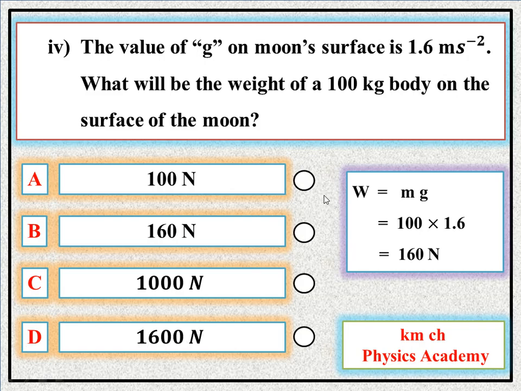Now we know that if we know the mass of a body, then weight of the body W is equal to mg, where g is acceleration due to gravity. Now mass of the body is 100 kg and g at the surface of the moon is given 1.6 meter per second square. 100 into 1.6 is equal to 160. The unit of weight is Newton. So weight of the body will be 160 Newton at the surface of the moon. Our option B is correct. So we will fill the circle in front of B with black ink.